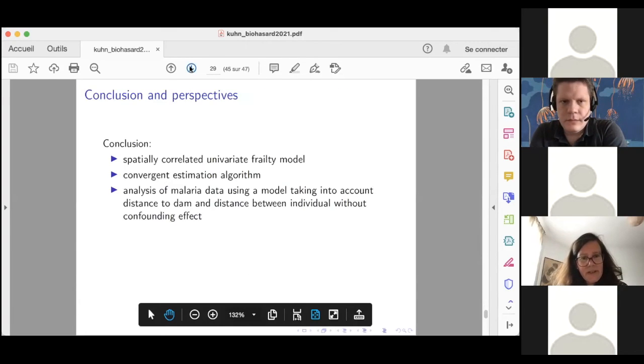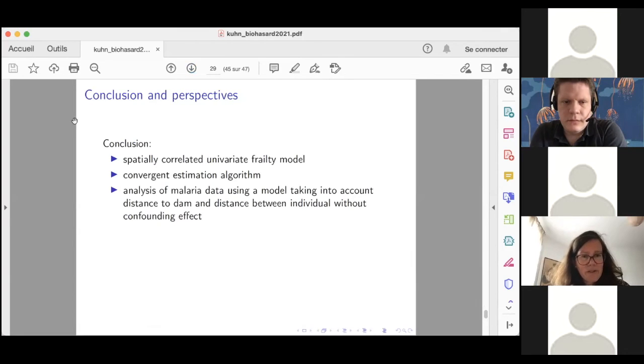And so I have just a little conclusion and perspective. We propose the spatially correlated univariate frailty model. We also propose a convergent estimation algorithm. I don't mention it, but we have some theoretical proof of convergence for the stochastic algorithm. And we perform the analysis of the malaria data with this model, in particular taking into account the distance to the dam and the distance between individuals, without confounding effect.